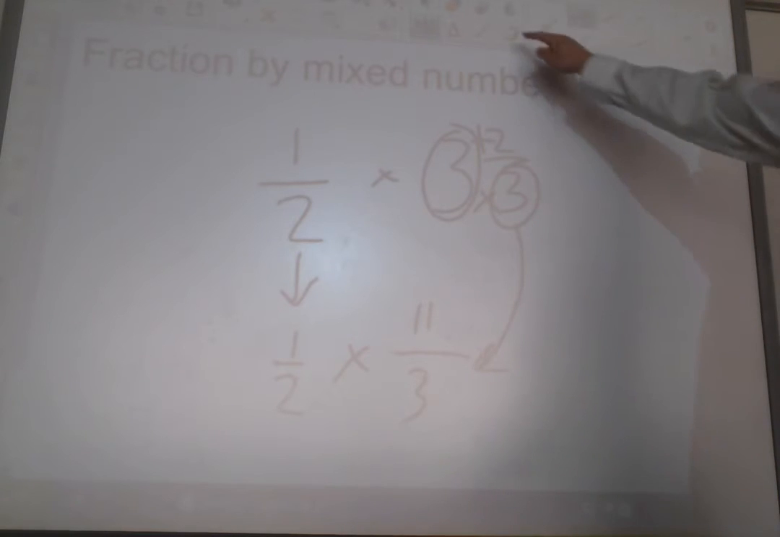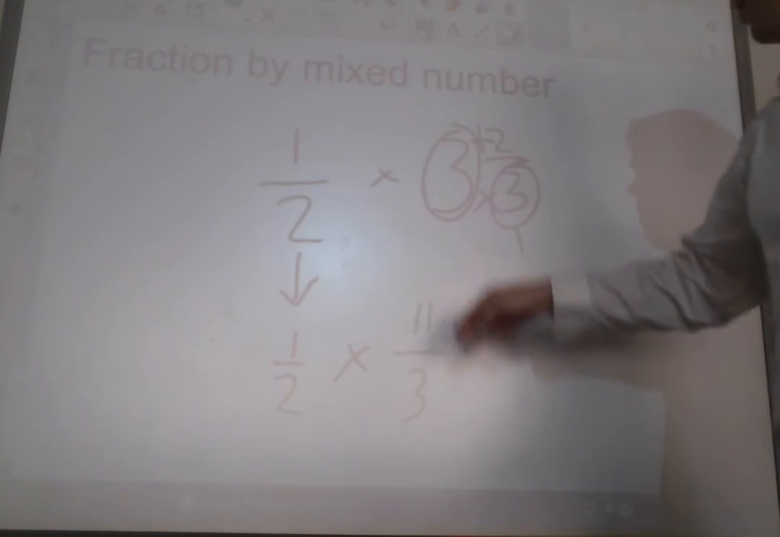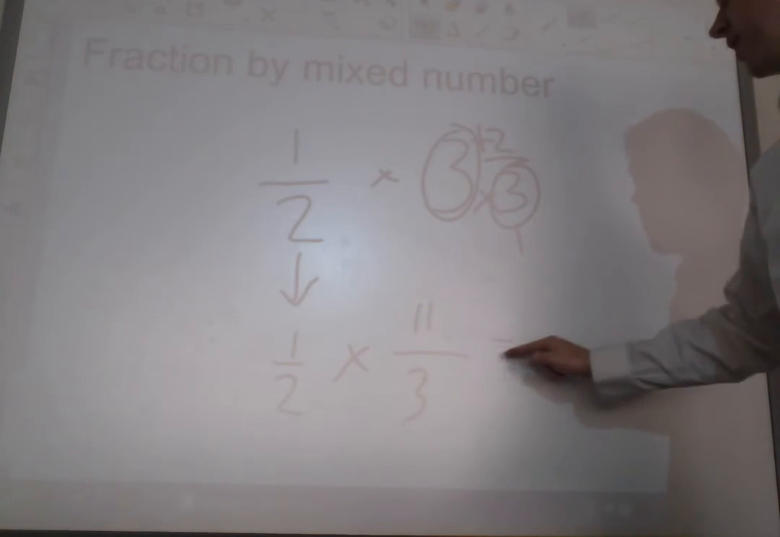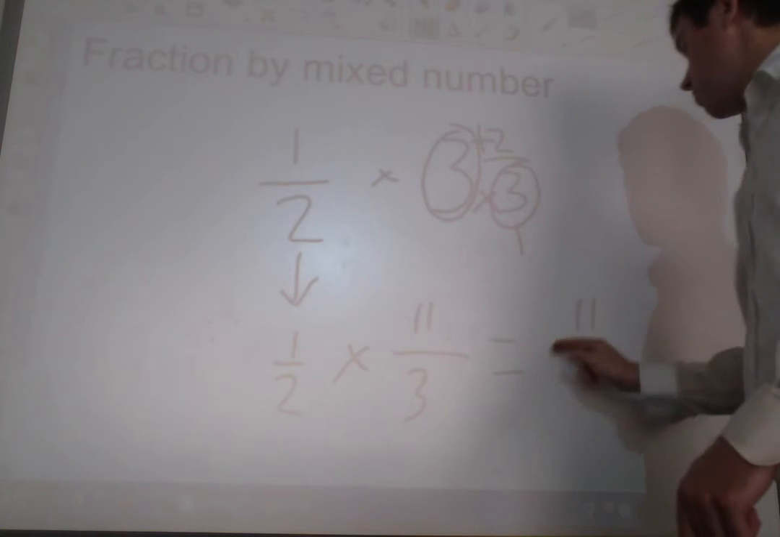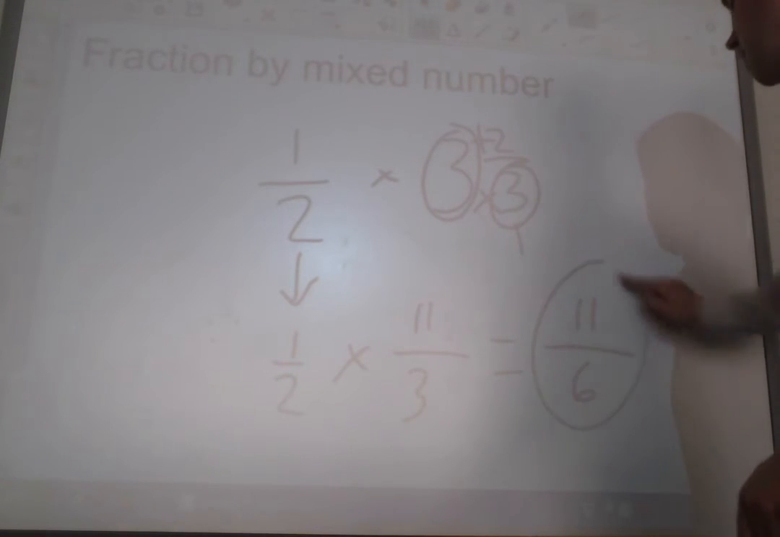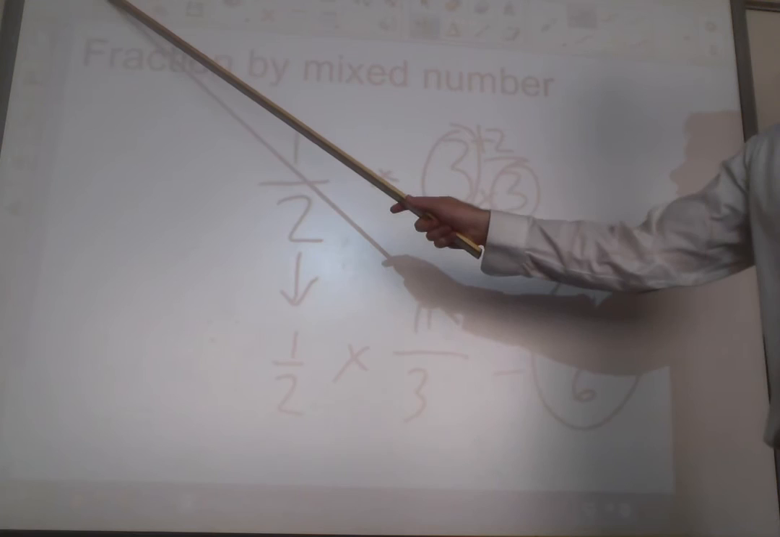Okay? Now it's very easy for us to multiply the way we know how. Straight across. 1 times 11 is 11. 2 times 3 is 6. And there we've got it, 11 over 6. So anytime you have mixed numbers, you've got to change them into improper fractions first.